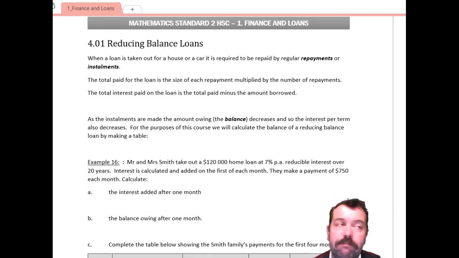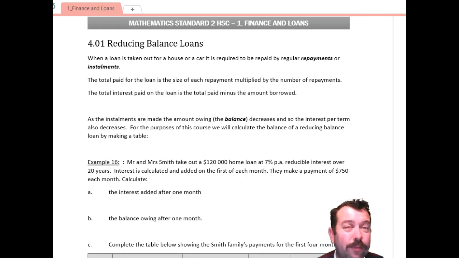There are some fairly complex methods we can use to calculate and to model this situation, but they're beyond the scope of the Standard 2 course. We're going to use a simpler method where we draw up a table and do each of the calculations one at a time, step by step. Now, this does make it fairly straightforward.